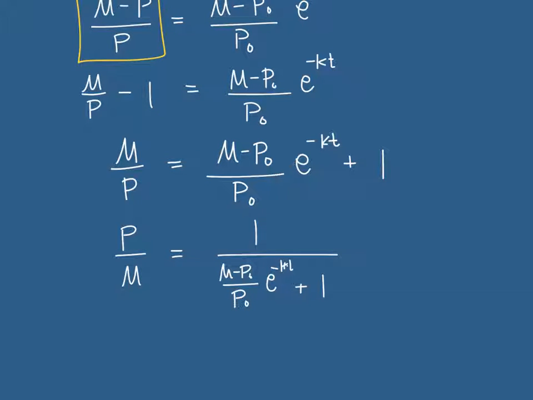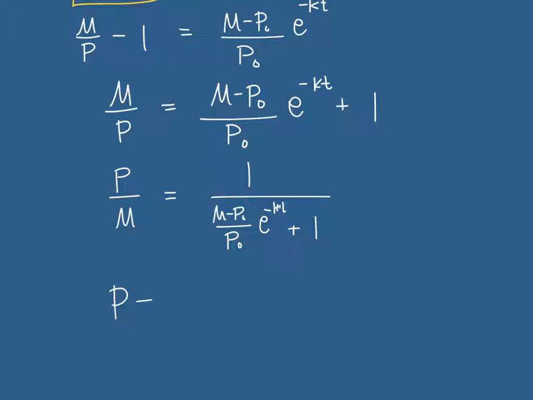And now how do we get our p by itself? Multiply by m. All right, so p for the population is m over m minus p sub 0 over p sub 0 e to the negative kt plus 1. And that is called the logistic growth equation. All right. Do you have to memorize this? And the answer is no. I mean, do you have to memorize this process? No. But then you're going to have to memorize the answer, the result.